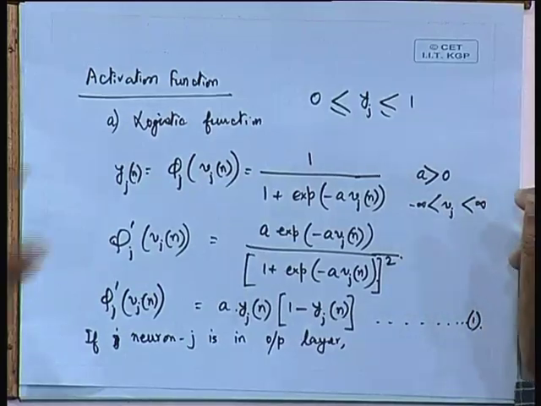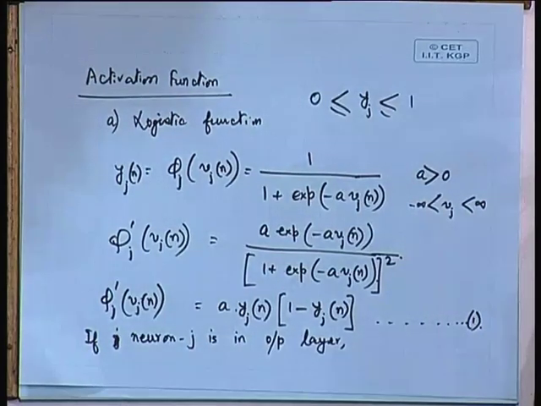Now if I ask you to consider this expression 1, and try to find out how this phi dash j function changes with the yj. Definitely phi dash j is dependent upon yj. So how is it dependent? Where are we going to have the maximum value of phi dash j? 1/2, yes. That means that when yj is equal to 0.5, in that case we are going to get the maximum value of phi dash j.